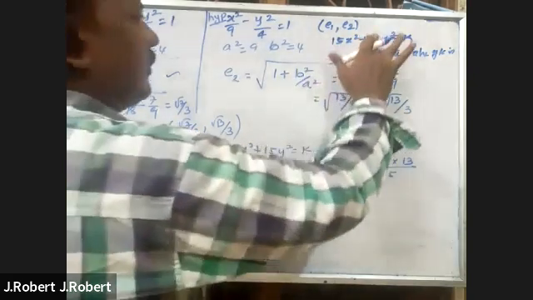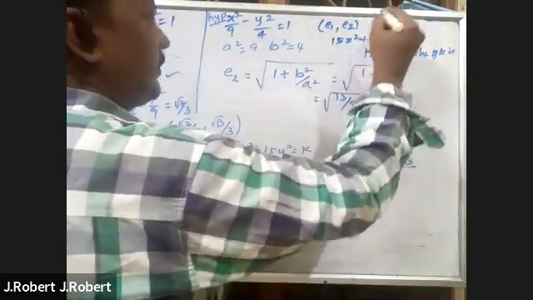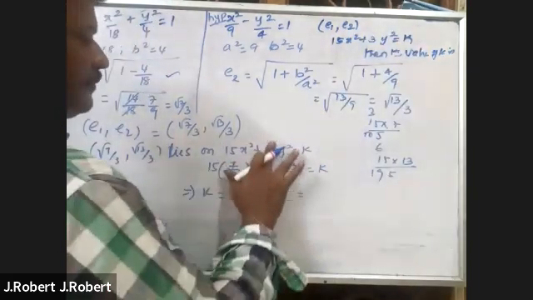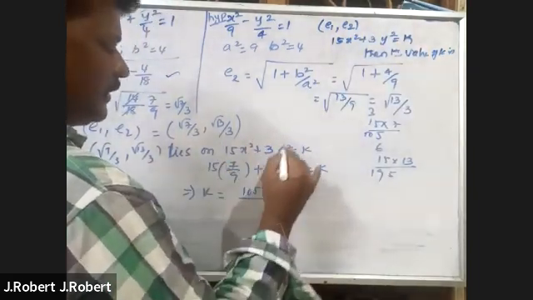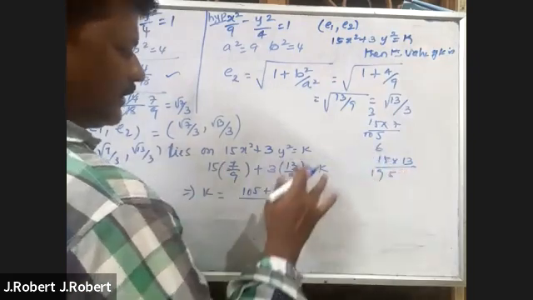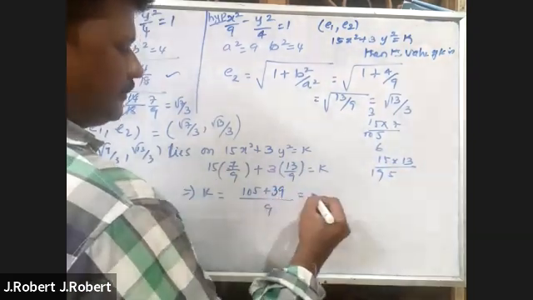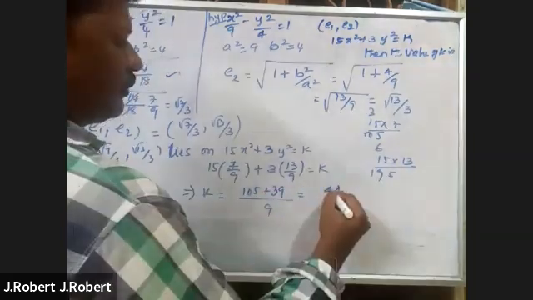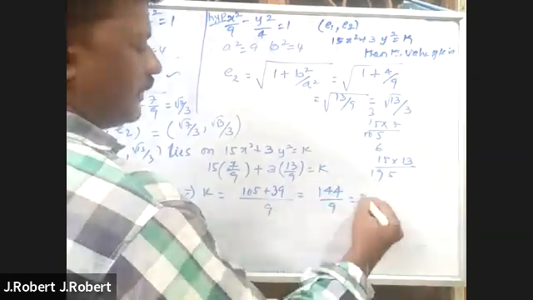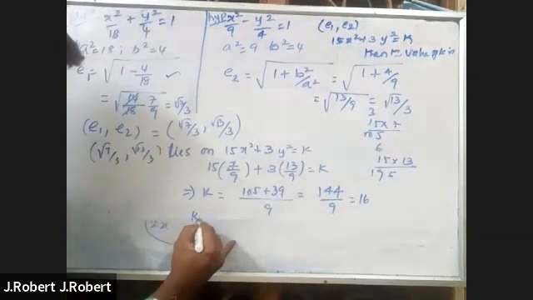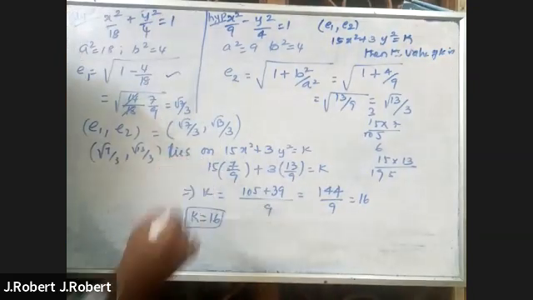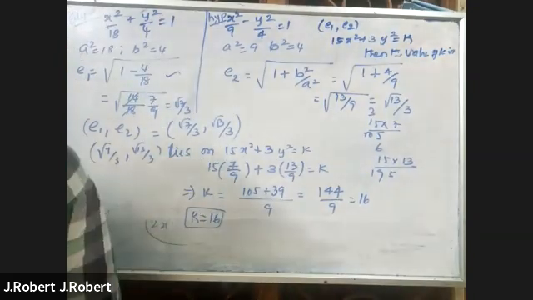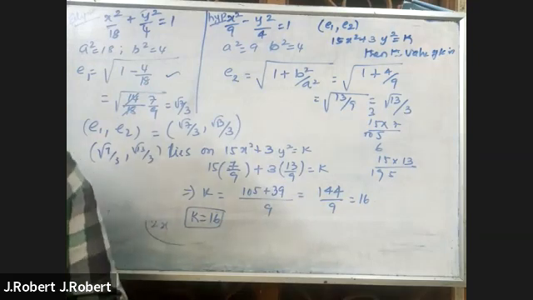Sorry, it is 15x square plus 3y square. They say 3y square. So 3 into 13 is equal to 39. Our 9 5s are 45, 144, divided by 9, which is equal to 16. Therefore, your k value is equal to 16. Please take note.